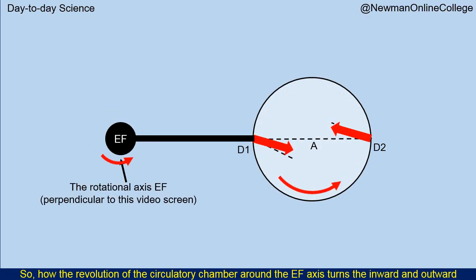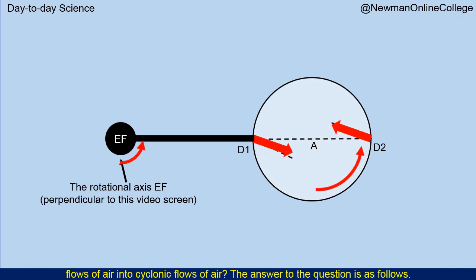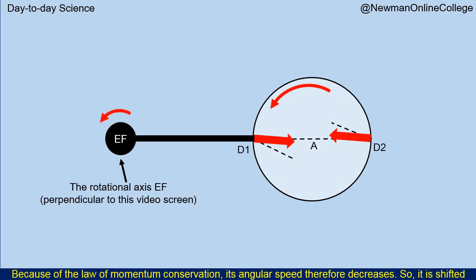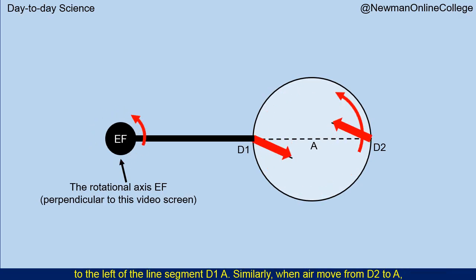So, how does the revolution of the circulatory chamber around the EF axis turn the inward and outward flows of air into cyclonic flows of air? The answer to the question is as follows. When air moves from D1 to A, the distance from the air to the rotational axis EF increases. Because of the law of momentum conservation, its angular speed therefore decreases. So, it is shifted to the left of the line segment D1A.